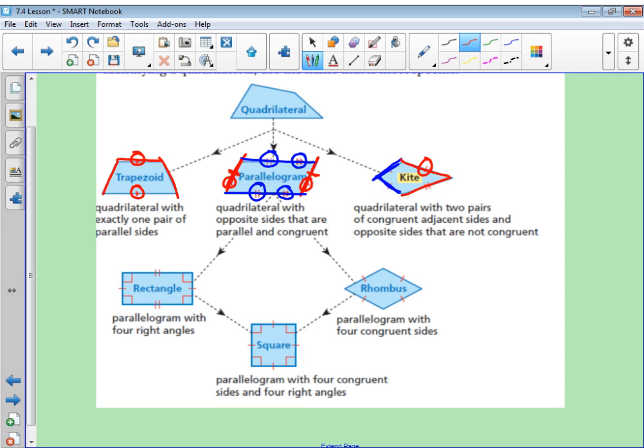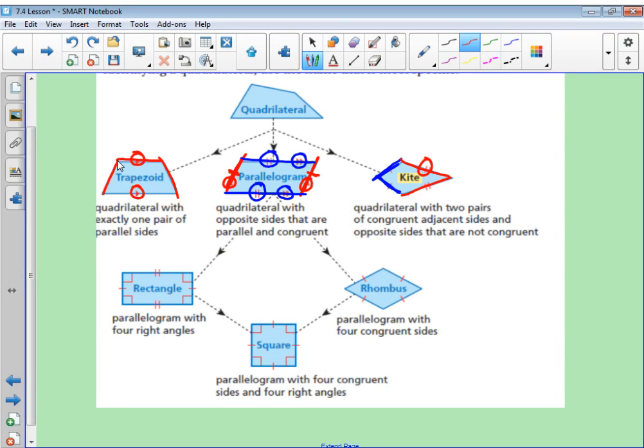A rectangle is a parallelogram that has four right angles. Okay, a square is a specific type of rectangle. It's a parallelogram that has four congruent sides and four right angles. Those right angles are going to make those sides parallel to each other also.